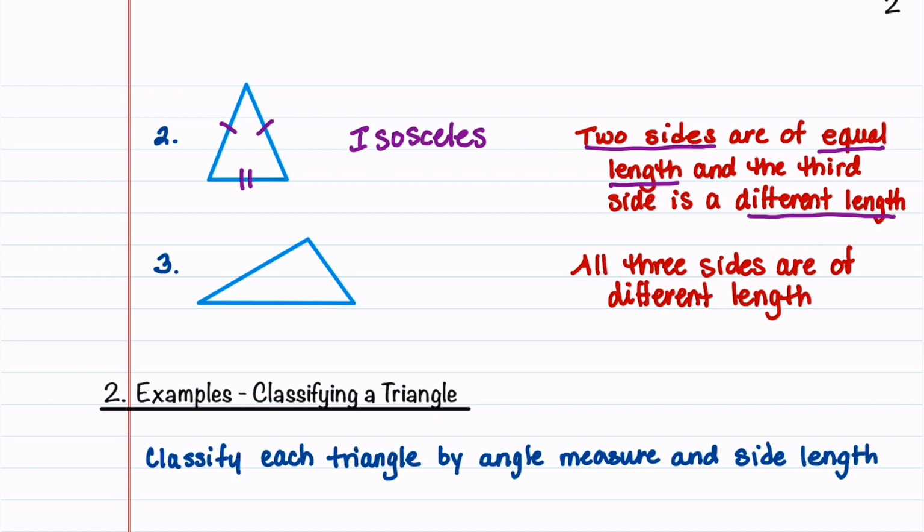Our third and last triangle, we have all 3 sides of different length. So we're going to have a different mark on each side. Our first side has 1 mark, second side has 2 marks, and our third side has 3 marks, so that we can tell that all 3 sides are of different length. This triangle is called a scalene triangle.